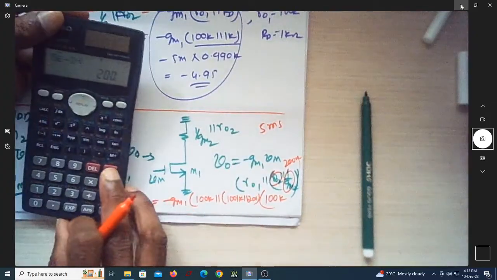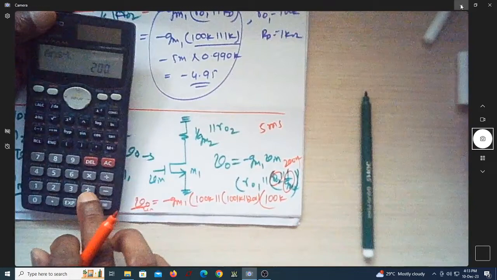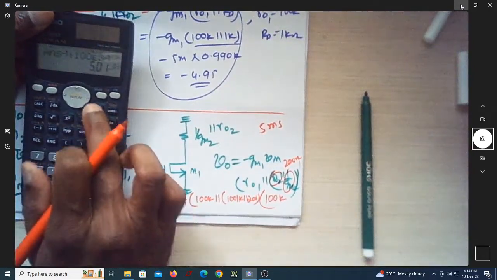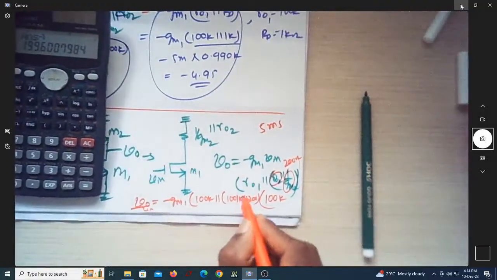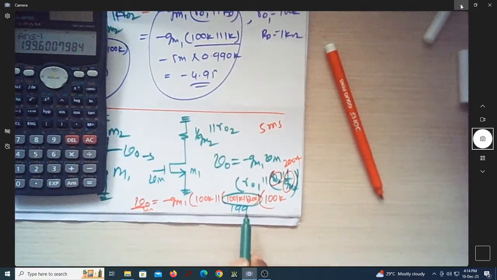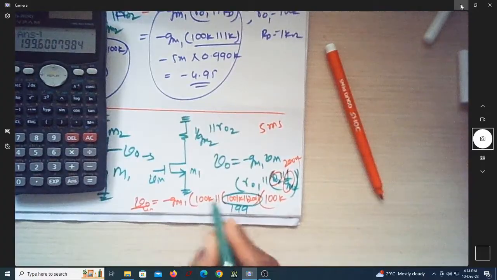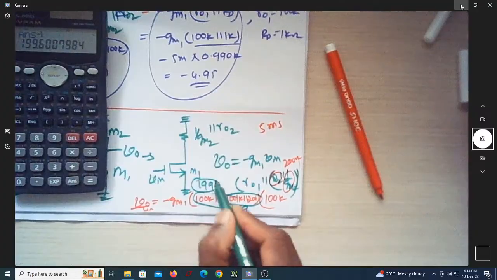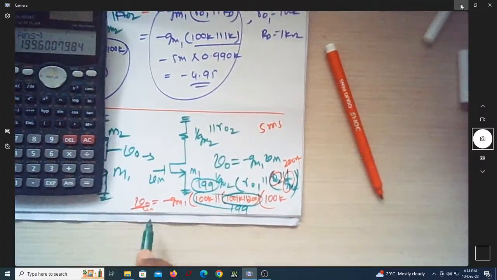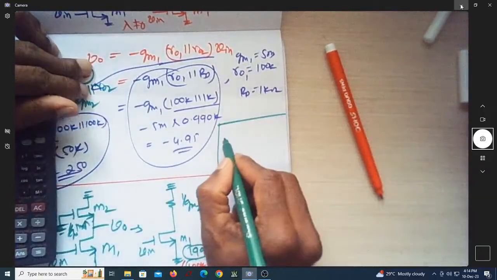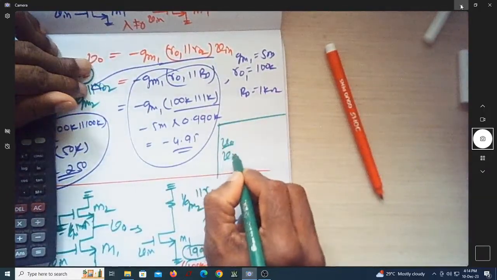So shall we do that? 200 ohm plus 100 times 10 to the 3, inverse, whole inverse is 199 ohm. So this entire thing is 199 ohm. Now 199 ohm in parallel with 100k is still like 199. What is this 199? Is it not 1 over gm2? So now can I write this entire expression as V0 by Vin?